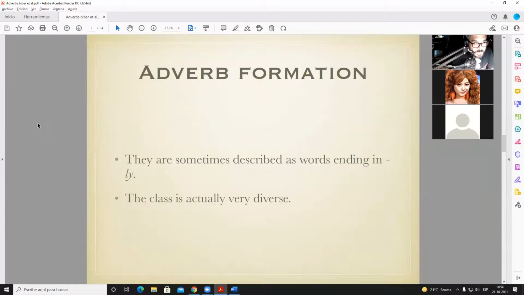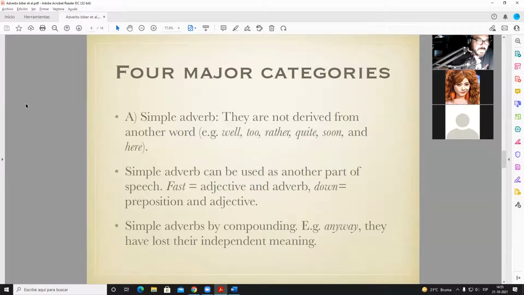Adverbs, or adverb formation. They are sometimes described as words ending in ly. Yeah, the class is actually very diverse. Four major categories. Okay, so we have adverb categories. Simple adverbs are not derived from any other word. They do not end in ly, right? Like for example, well, too, and so on and so forth.